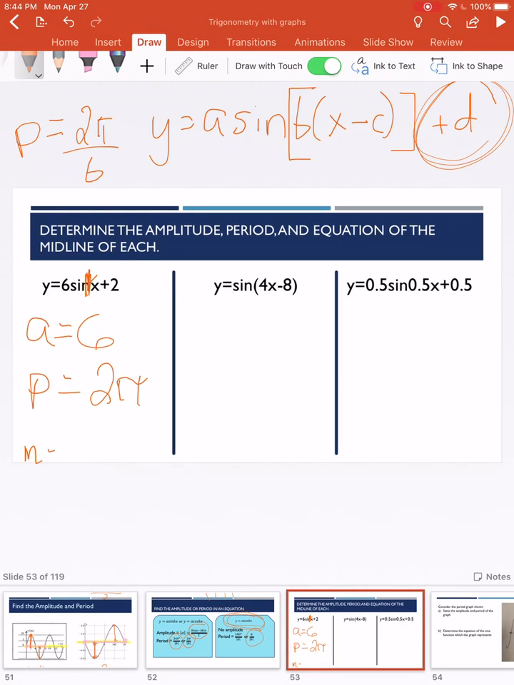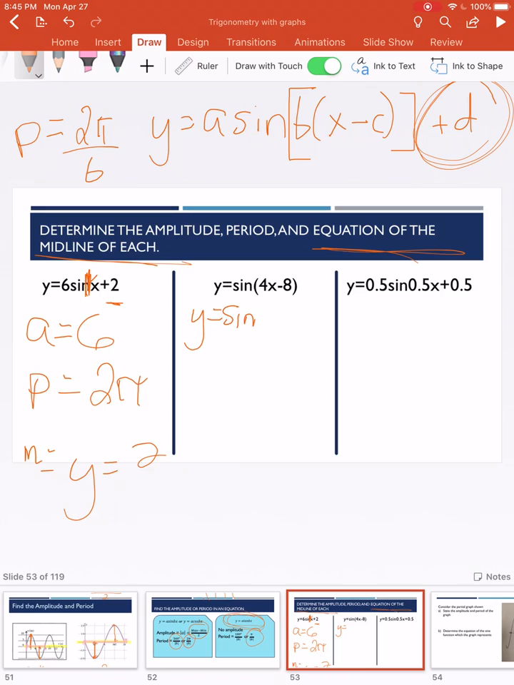So in this case, my midline would be 2. It's always the constant. All right, so 2 is my constant, so I need an equation of the midline. So I would just say y equals 2.